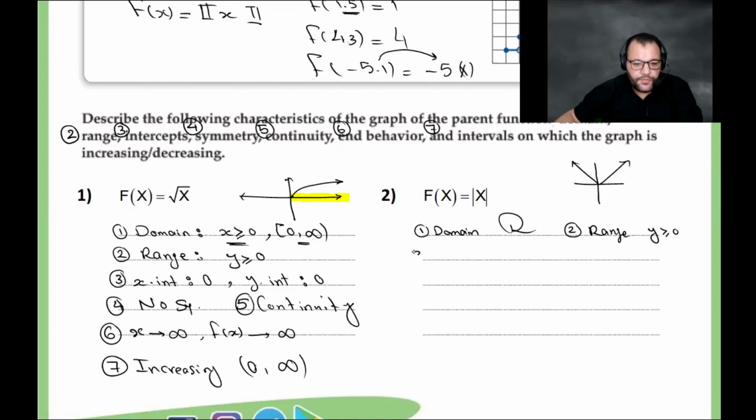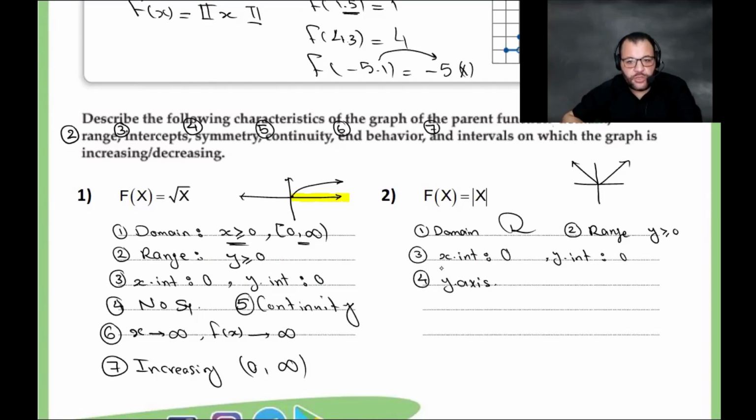Number 3, the x-intercept is 0, and the y-intercept is also equal to 0. And after that, we need to find whether there is a symmetry or not. Yes, there is. At x equals zero, the y-axis is the axis of symmetry.